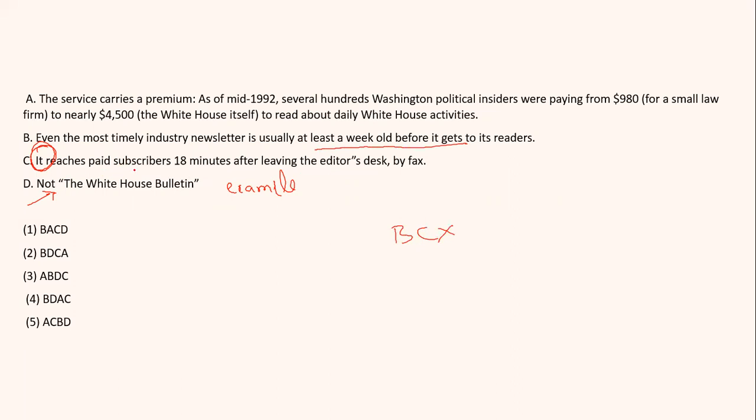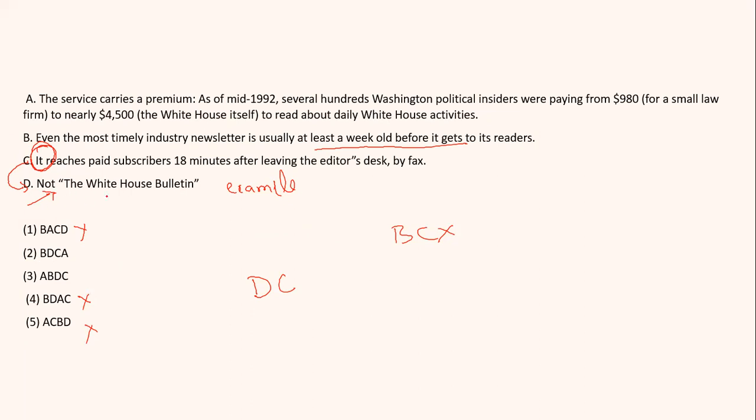Because C talks about a newspaper or something that reaches its subscriber in 18 minutes, and B talks about something that takes one week's time. So B and C cannot be together. So this "it" should refer to D. So one sequence is again D and C. Let me see which options have D and C. Now it is between 2 and 3. So D and C I have found.